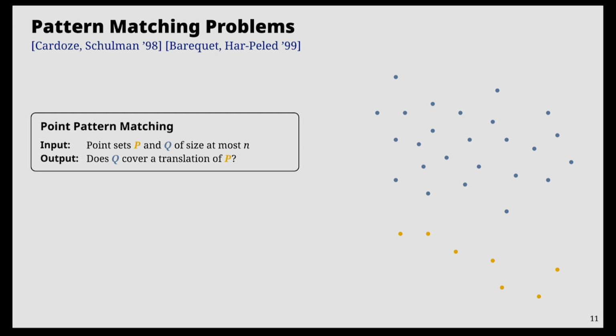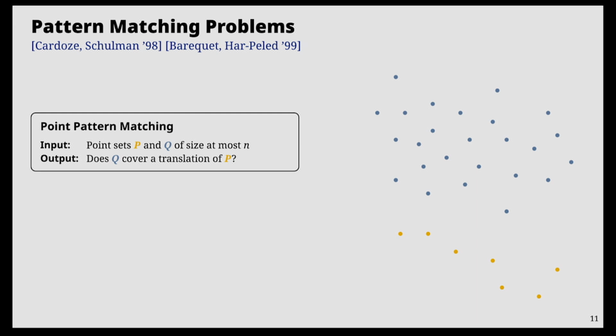The idea is basically you're given two sets of points. P is like a constellation of stars. Q is like all stars in the night sky. The question is, can you find that particular constellation in the night sky? Can you translate it such that it's covered by the night sky?